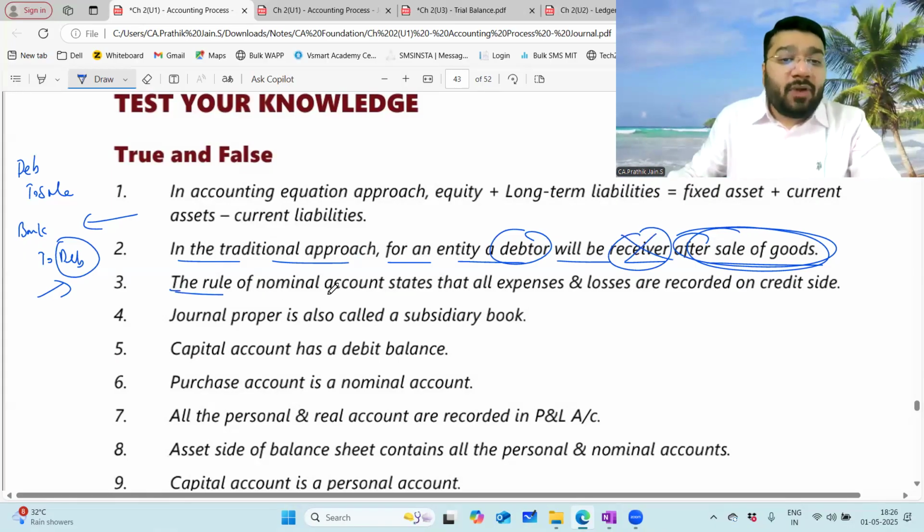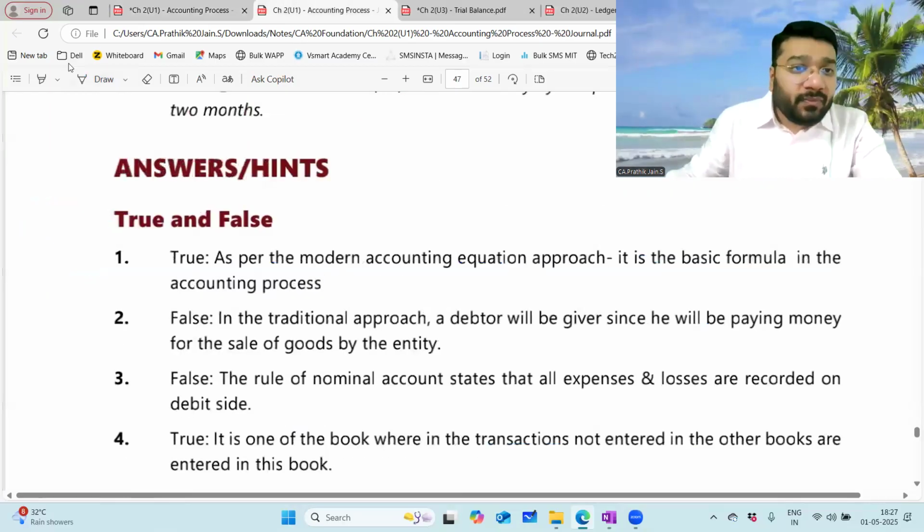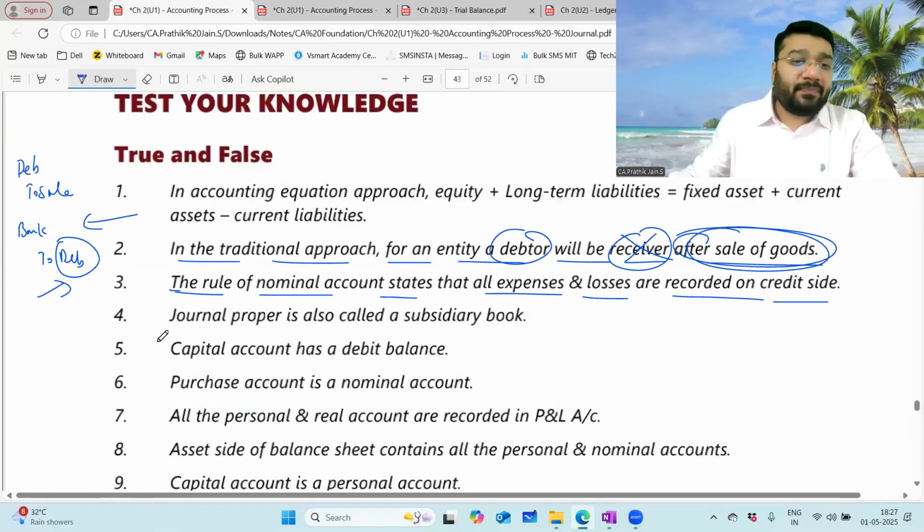Third one, the rule of nominal account states that all expenses and losses are recorded on the credit side. Debit all expenses and losses. So here it is false. The rule of nominal account states that expenses and losses are recorded on the debit side.